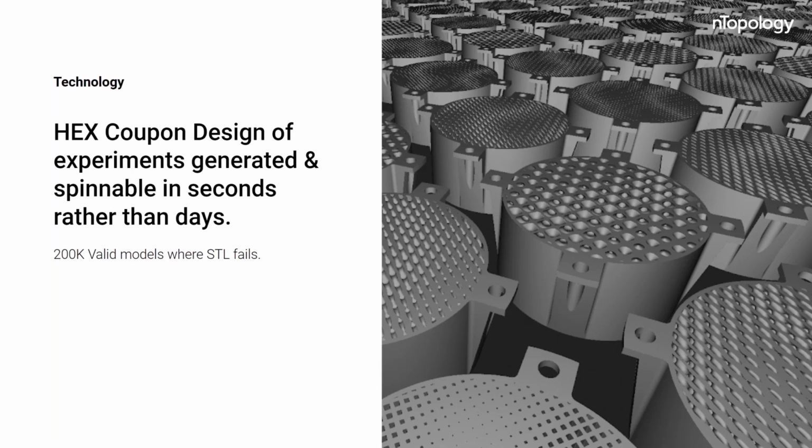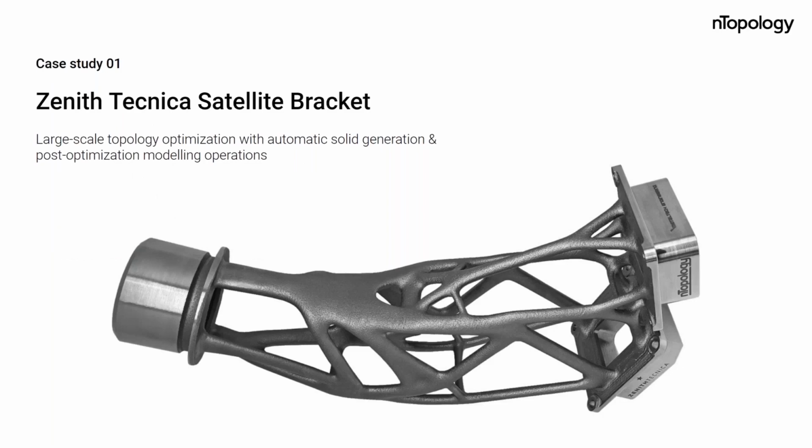And so, to show a couple of examples where customers are producing high performance parts, first we have a set of satellite brackets that Zenith Technica is building. Zenith Technica, I would say they're arguably the best manufacturers working with RCAM machines. And so this was a large scale topology optimized bracket that was built for satellite applications.